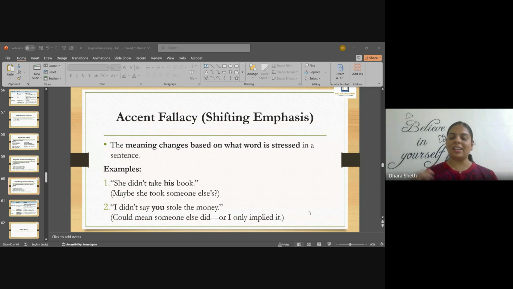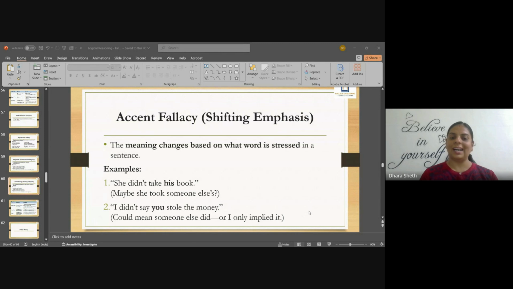She didn't take his book. Did she take someone else's book? She didn't take his book. If I'm stressing the word book, it means she didn't take his book, but did she take something else? So depending on what word I am stressing, the meaning changes.